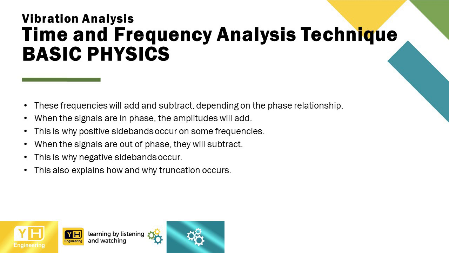When the signals are in phase, the amplitudes will add. This is why positive sidebands occur on some frequencies. When the signals are out of phase, they will subtract. This is why negative sidebands occur. This also explains how and why truncation occurs.